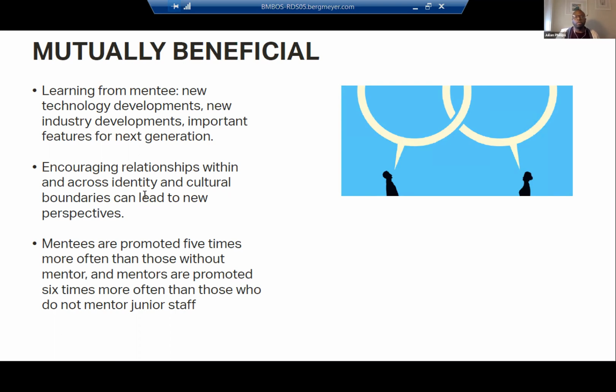People encouraging, like I said before, within and across identity and cultural boundaries can lead to new perspectives. One thing that I was told a while back is that the best team is the one with the most perspectives. You get to expand everybody's mind and also potentially the client's mind, which is really important. Mentees also are promoted 5 times more than those without a mentor, and mentors are promoted 6 times more often than those who do not mentor junior staff. With the next slide, please.